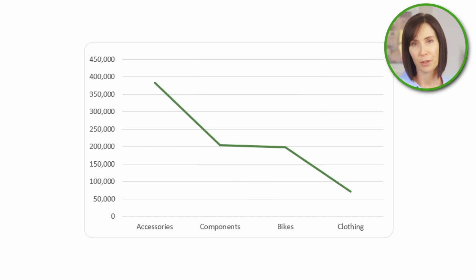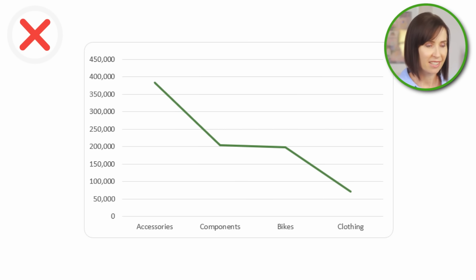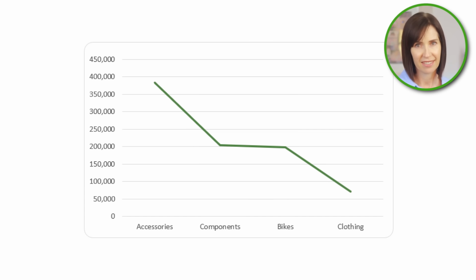Line charts are for showing changes over related data, like time. They're not for comparing unrelated data like categories or sales regions. If you have categorical data, then go with a bar chart instead.